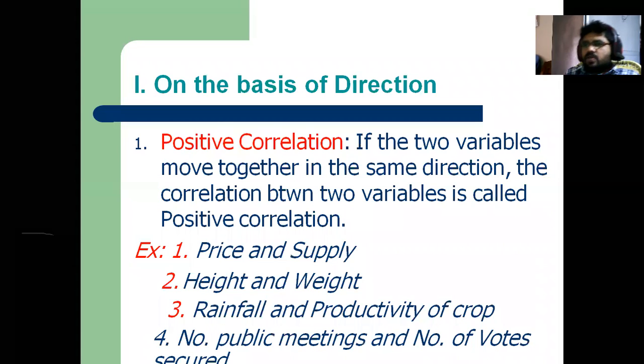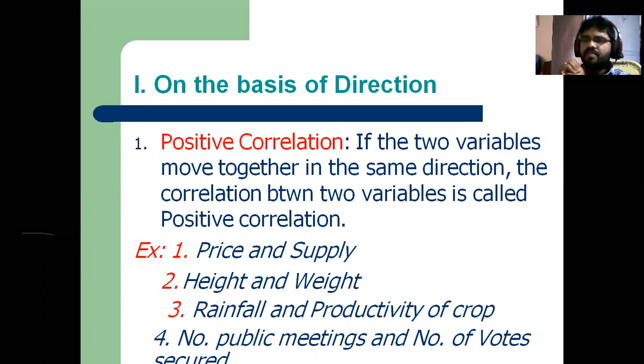Then, on the base of direction, the first one is positive correlation. What is meant by positive correlation? Simple: if the two variables move together in the same direction, that is called positive correlation. In simple terminology, if the two variables move in the same direction, that is the positive direction, that is called positive correlation.